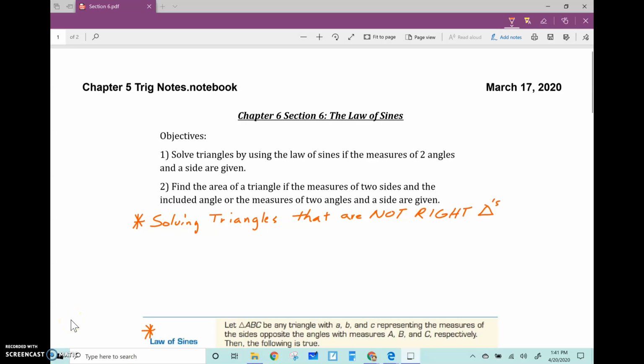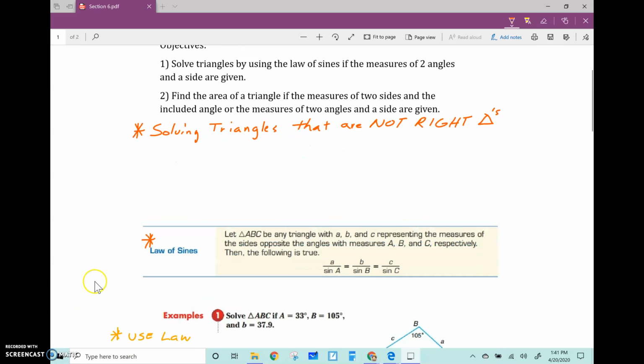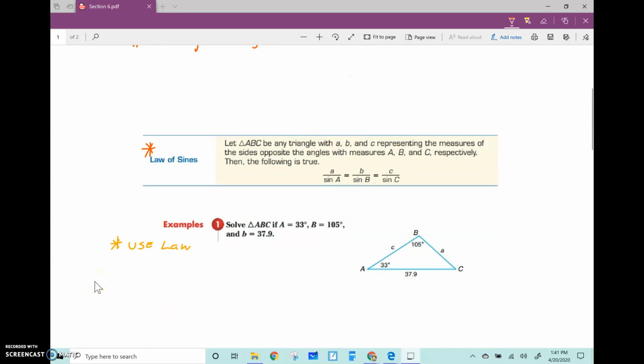All right, moving out of section 5 brings us to section 6. And what we're going to be doing is we're still solving triangles, but now we're going to be figuring out how to solve triangles that are not right triangles. All right, so one of the first tools that we have is our law of sines.